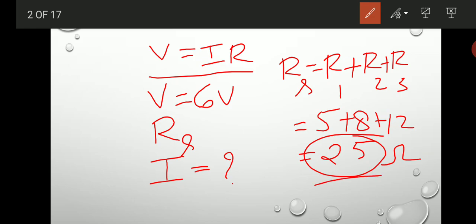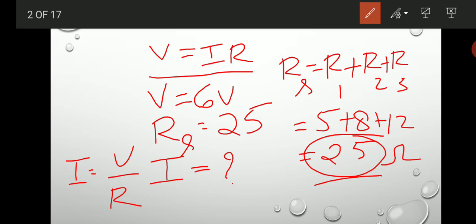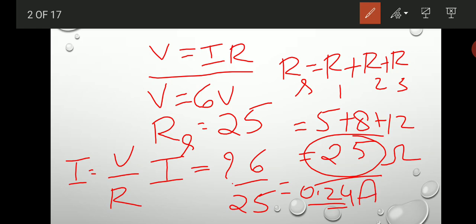Now this is R equal to 25. Now you can find the current. See, current is the same throughout the circuit, through every resistor. So I becomes V by R. The value of V is 6 upon 25. When you simplify this, you will get 0.24 ampere. This is the unit of current, 0.24 ampere.